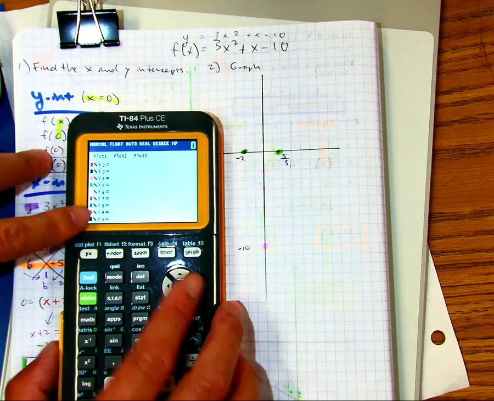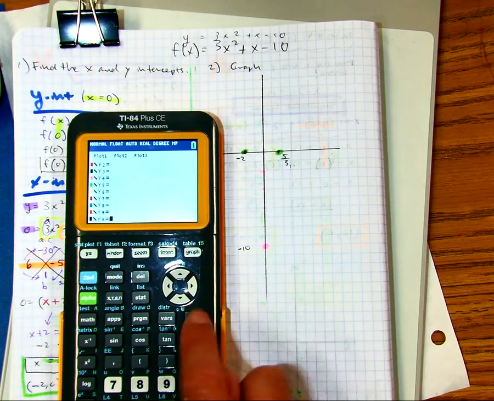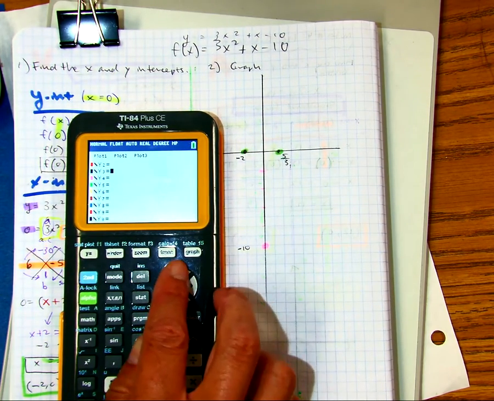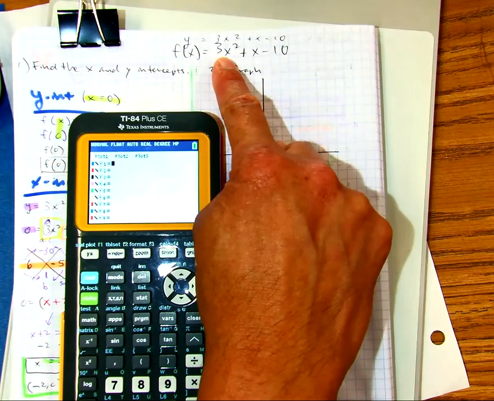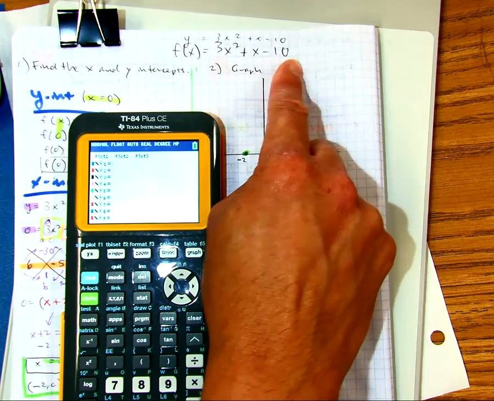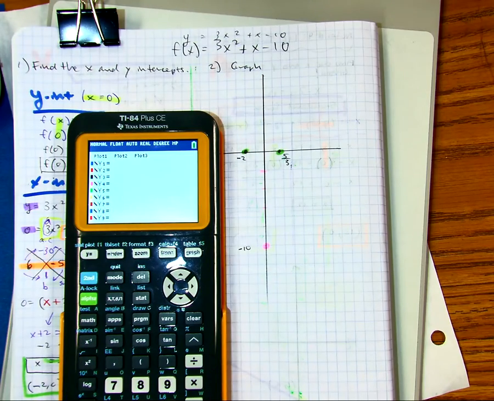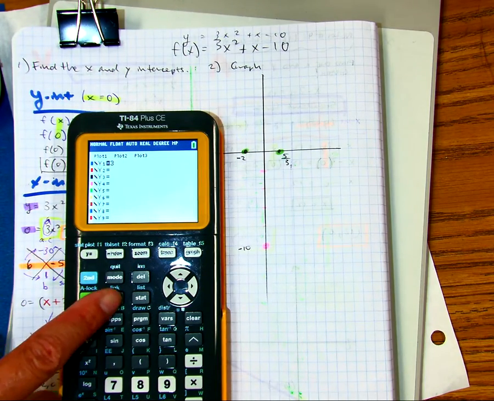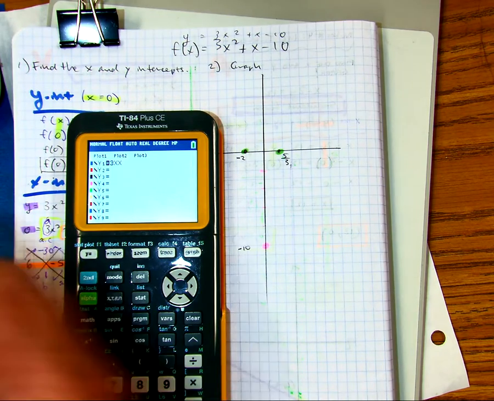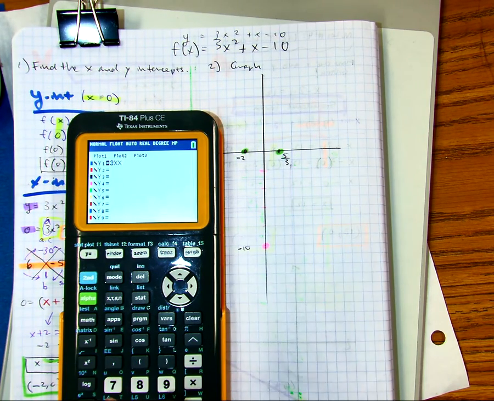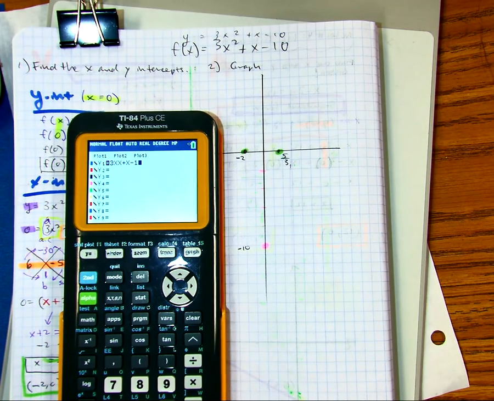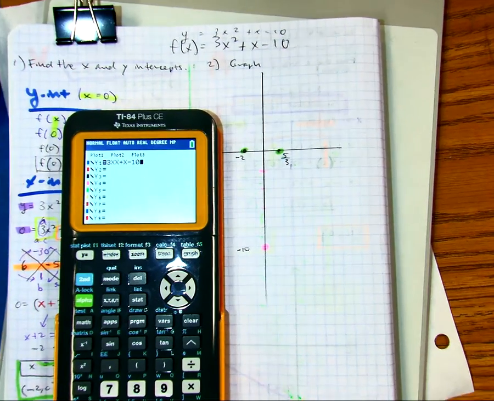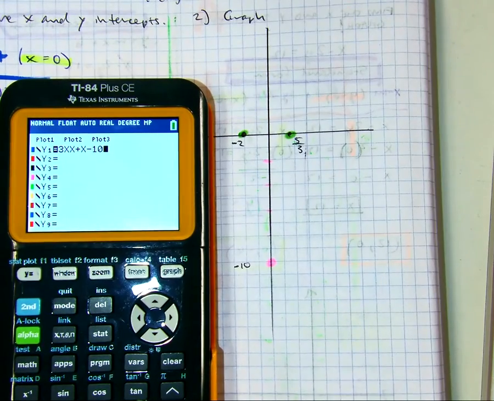So I'm going to go back to Y1. I'm going to type in 3x squared plus x minus 10. The trick I learned from another teacher is just typing in x, right? Because x times x is x squared. Plus x minus 10. So there I have, in standard form, 3x squared plus x minus 10.